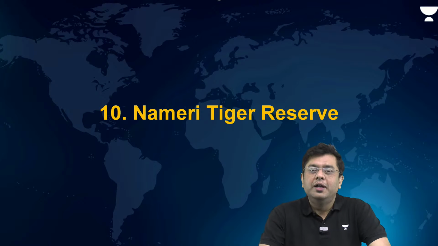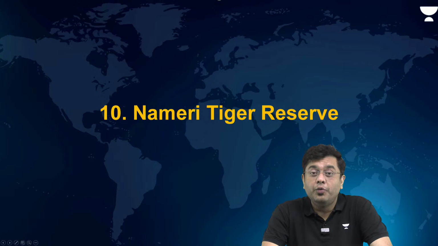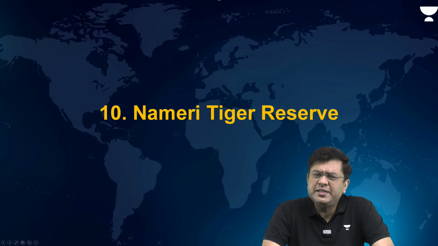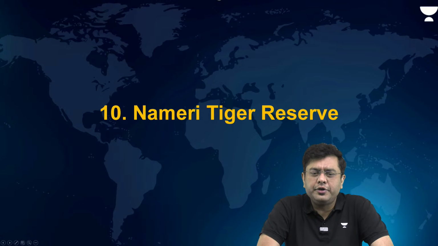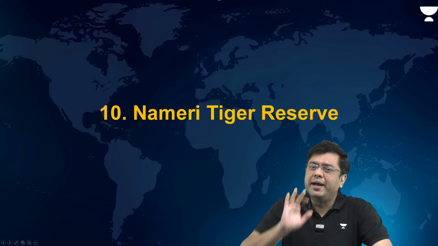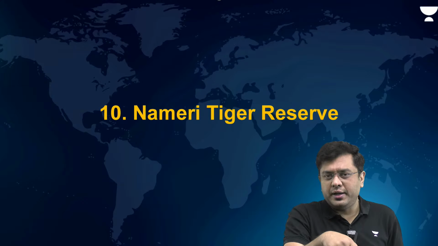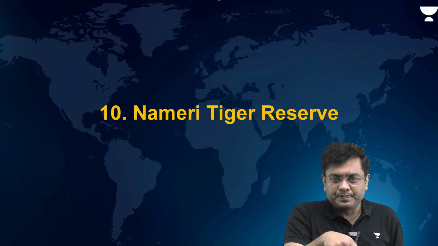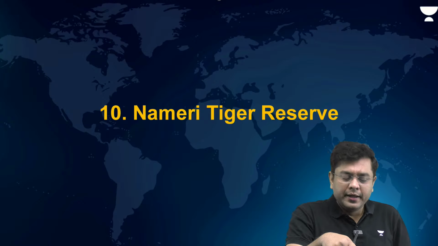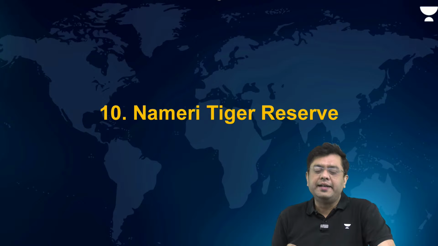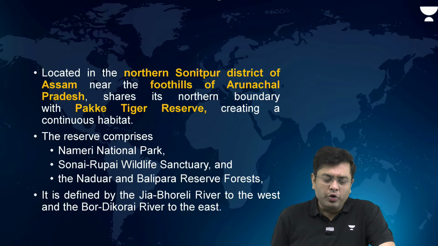Okay. Now, the Nameri Tiger Reserve was in news. So in which state, first of all, Nameri Tiger Reserve is situated? I will give you a hint. This was in news because of sighting of a unique species, that is the Himalayan serow. So where is it situated? Assam. Very, very good. So that was in news for the sighting of Himalayan serow. We will take a look at that.